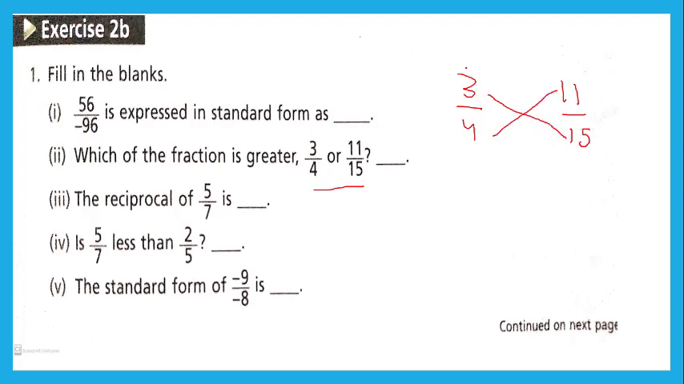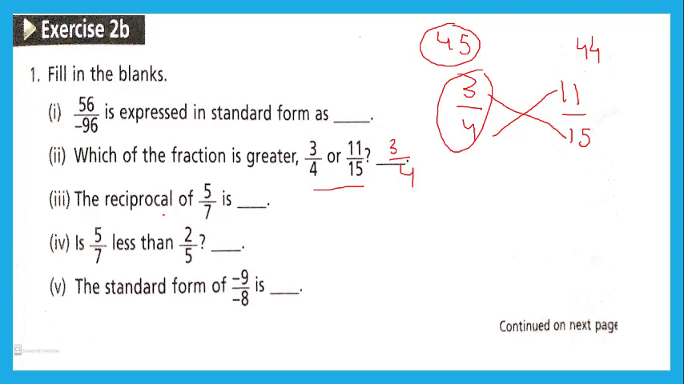Now to find out which one is greater, we just need to cross multiply like this. 15 multiplied by 3 is 45. You need to write 45 over here, and then 4 multiplied by 11 is 44. Now by comparing these two numbers, I can see that 45 is greater than 44. So 45 is over the fraction 3 by 4, which means that 3 by 4 is greater than 11 by 15. So in this blank I should write 3 by 4, because 3 by 4 is the greater fraction.